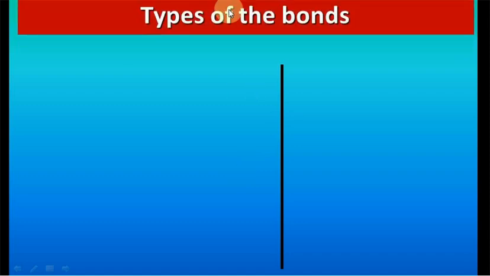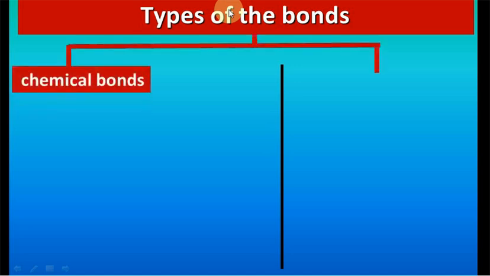We will talk about types of bonds. This chapter is about what is meant by a bond, what the types of bonds are, and why atoms tend to form bonds. Firstly, types of bonds. We have said that bonds are chemical bonds or physical bonds.